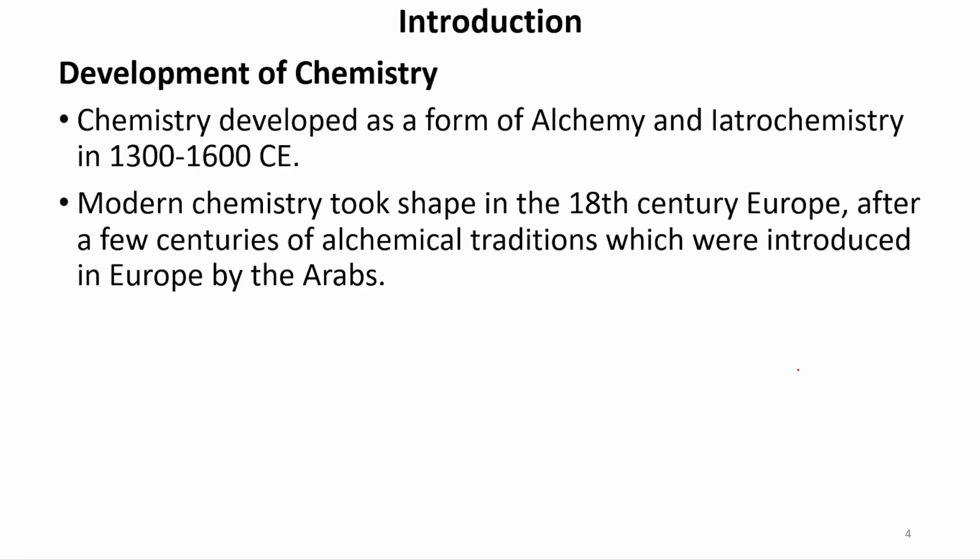Okay, now coming to the branches of chemistry, during 1300 to 1600 CE, alchemy and iatrochemistry were the two major branches of chemistry in the early times. Iatrochemistry mainly deals with the study of medicine, while alchemy deals with the transformation from one thing to another. So these two were the most important branches of chemistry then. Now, the modern chemistry which you and me are aware of, that is about atoms and molecules, took shape in the 18th century in Europe.